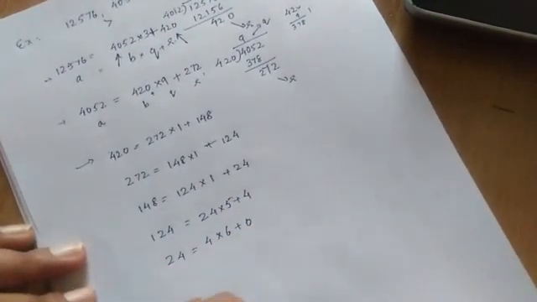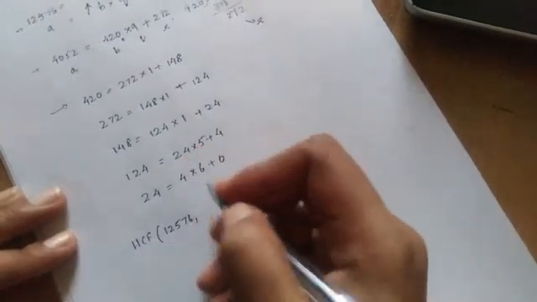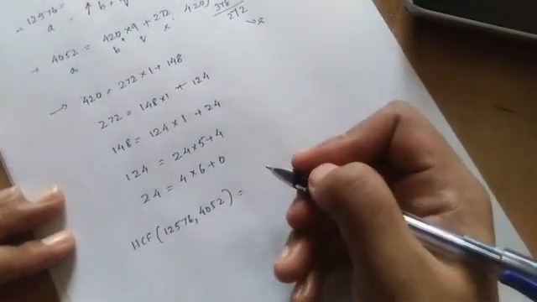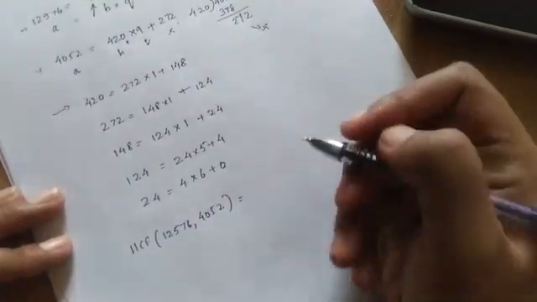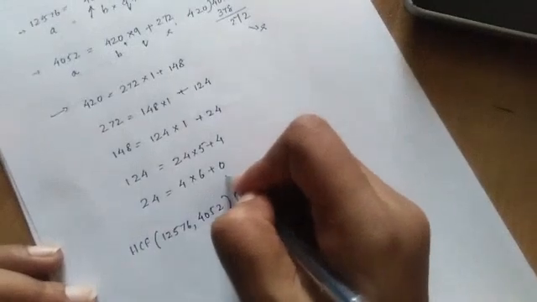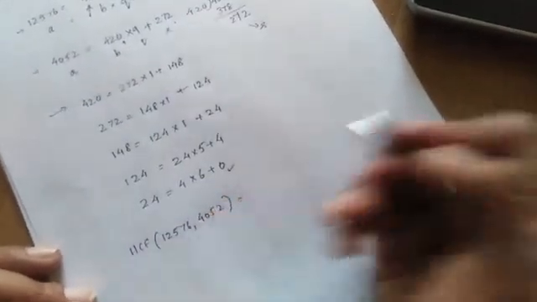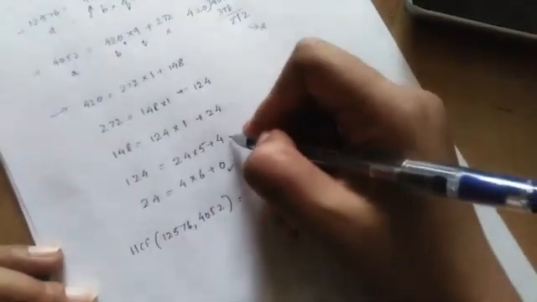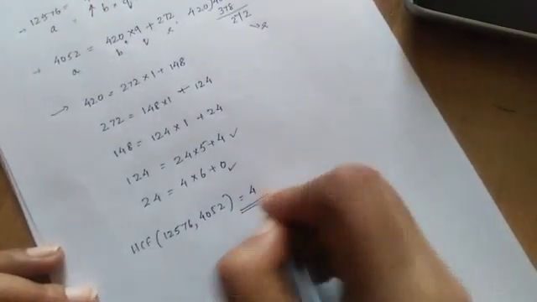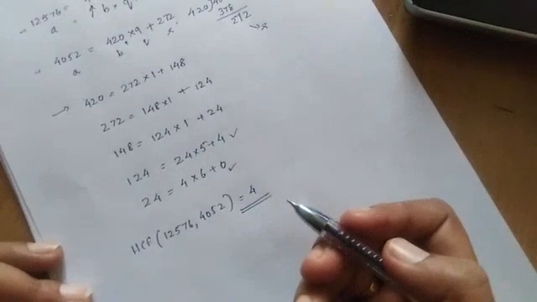So we have to find out the HCF of 12576 and 4052, which is equal to the last non-zero remainder. In the last step, the remainder value is 0, so we have to go to the previous step. So the remainder is 4 and HCF of these two numbers is 4.